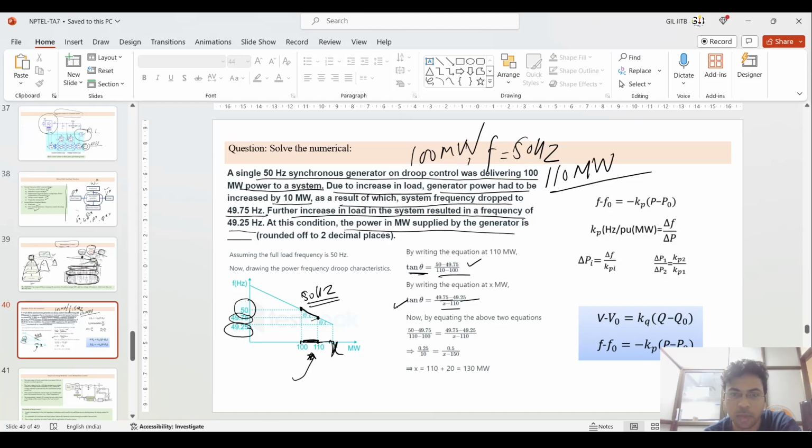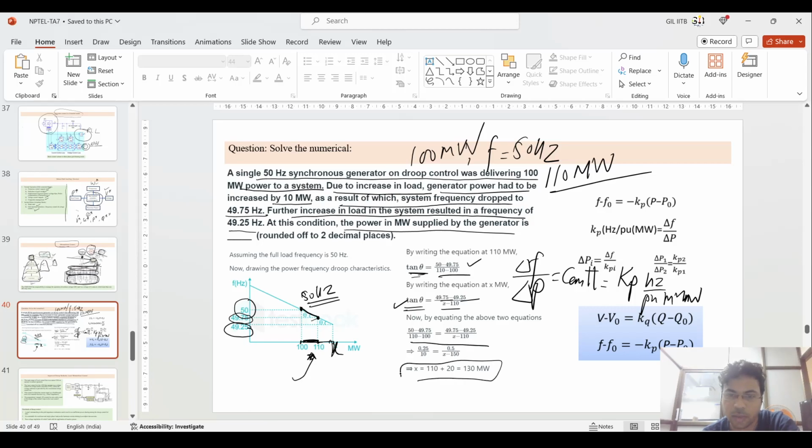Tan theta is (49.75 − 49.25) by delta p, that means the same theta, so the droop is constant. Delta f by delta p is constant. That is Kp, in hertz per pu megawatt. It means the droop constant is constant. So this tan theta is constant, that means delta f by delta p is constant, hertz per megawatt.